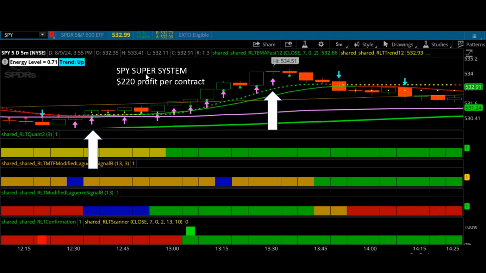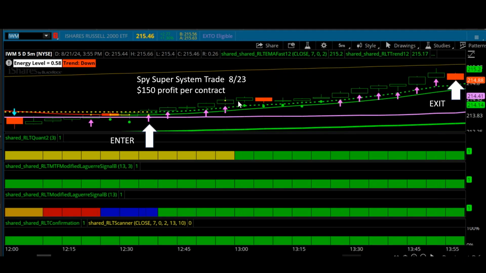This was another SPY trade here. 220 profit. I think this is the same as the first one I showed, sorry. This was an 8/23 trade here. And this was the IWM, this is the Russell 2000. Again, notice we went from red to blue. We're waiting for a little bit of a break above the VWAP, which we got right here. Pop out of the box symbol. Colors went blue, institutions are buying.